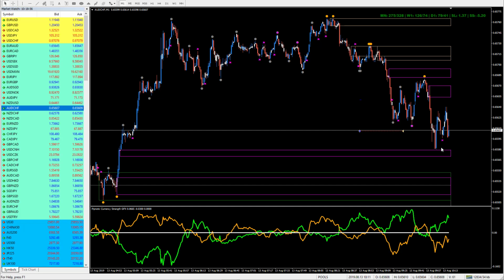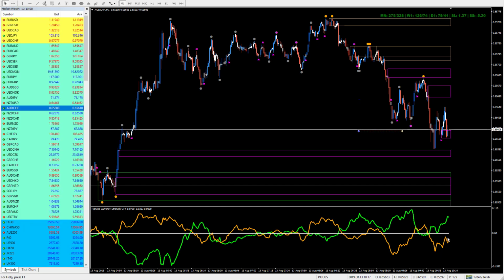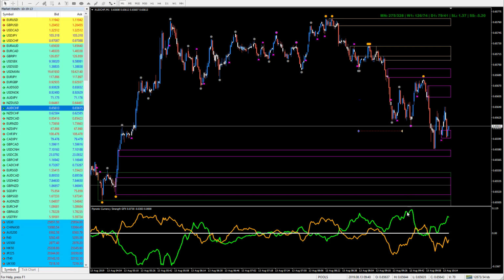So you can see that here we have a low, high, low, high, low, low, high, low, high, and then the low here on the Australian dollar. And so I think it's clear to say that the Australian dollar is dictating the movement for this current movement in price.